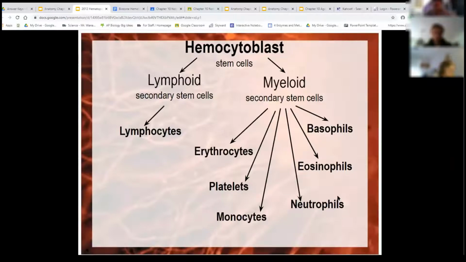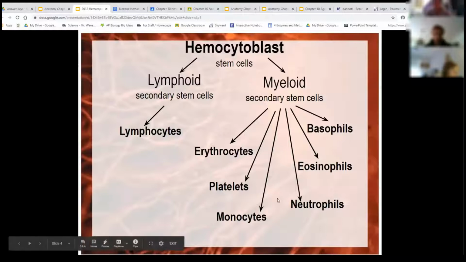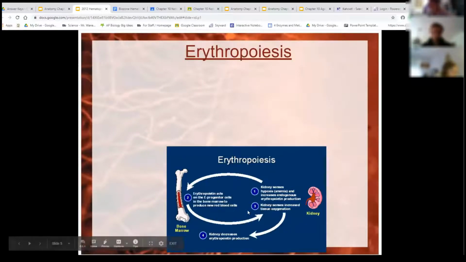You did this in the reading assignment last week, and a number of you did a different flow chart, erythropoiesis rather than hematopoiesis. So hematopoiesis is all cells, whereas erythropoiesis is just red cells. So erythropoiesis. This is a good flow chart here.